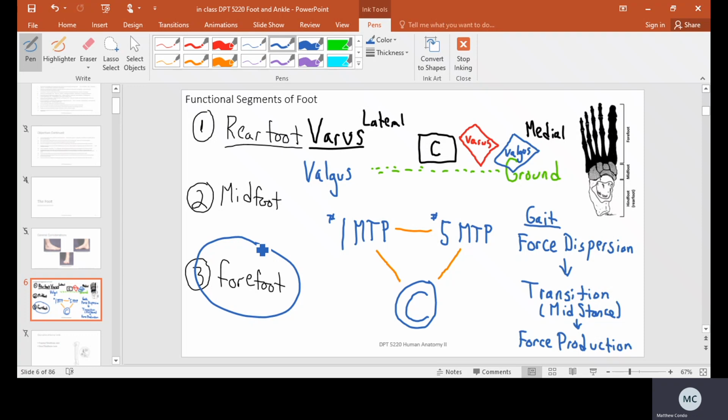A bunch of bones. Those bones are held together by what? A bunch of ligaments. Say it loud. Ligaments are restricting the motion. So now let's think about this.